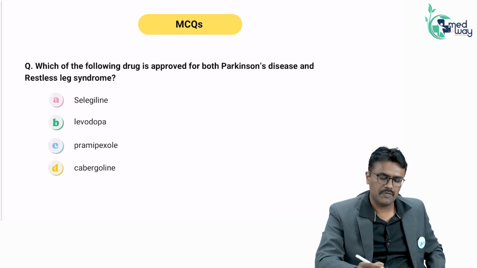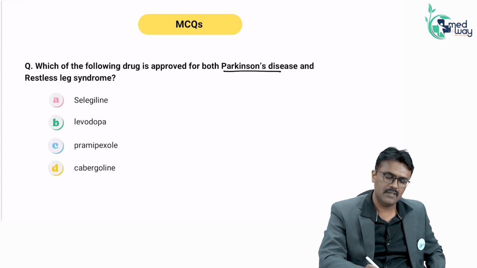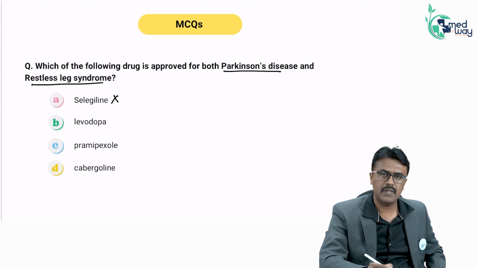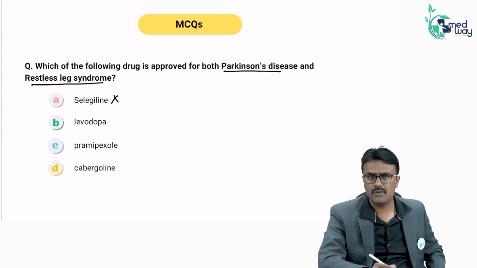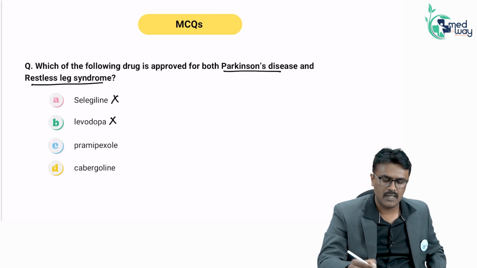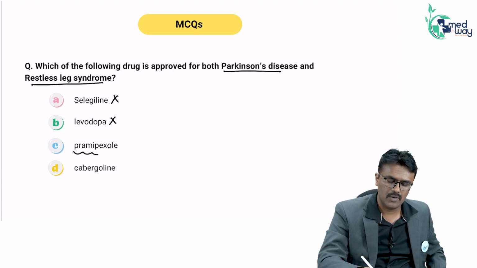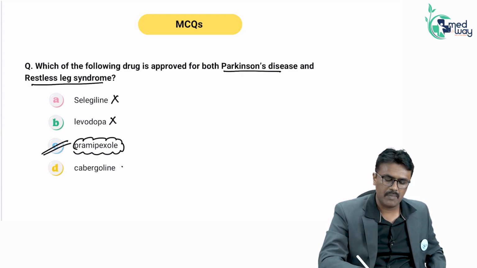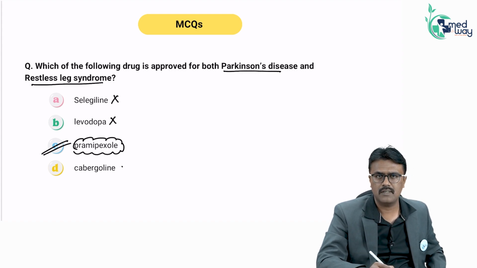Coming to the next question, which of the following is approved for both Parkinson's disease and restless leg syndrome? Selegiline is a MAO-B inhibitor. You can use it in Parkinson's also, depression also. Levodopa is only for Parkinson's disease. Now, pramipexole is a non-ergot D2 agonist which is used for both Parkinson's and restless leg syndrome. Now, cabergoline is an ergot D2 agonist which is used for Parkinson's disease, but it is not used for restless leg syndrome. So, the answer will be C.